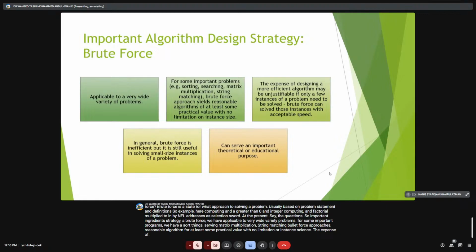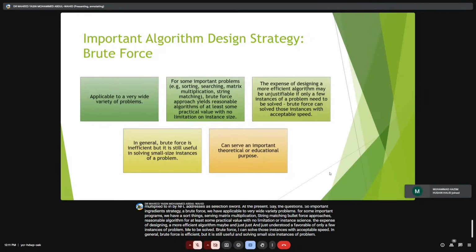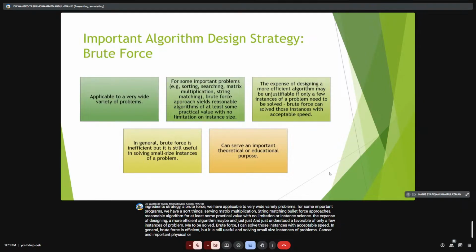In general, brute force is not efficient, but it is still useful in solving small-sized instances of problems. It can serve an important theoretical or educational purpose.